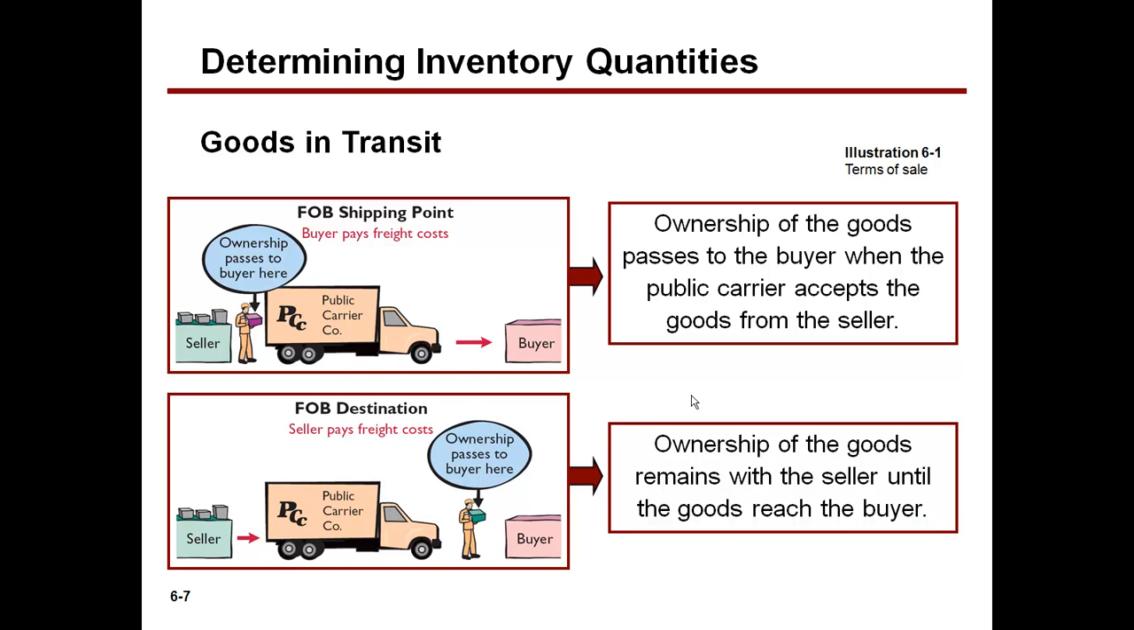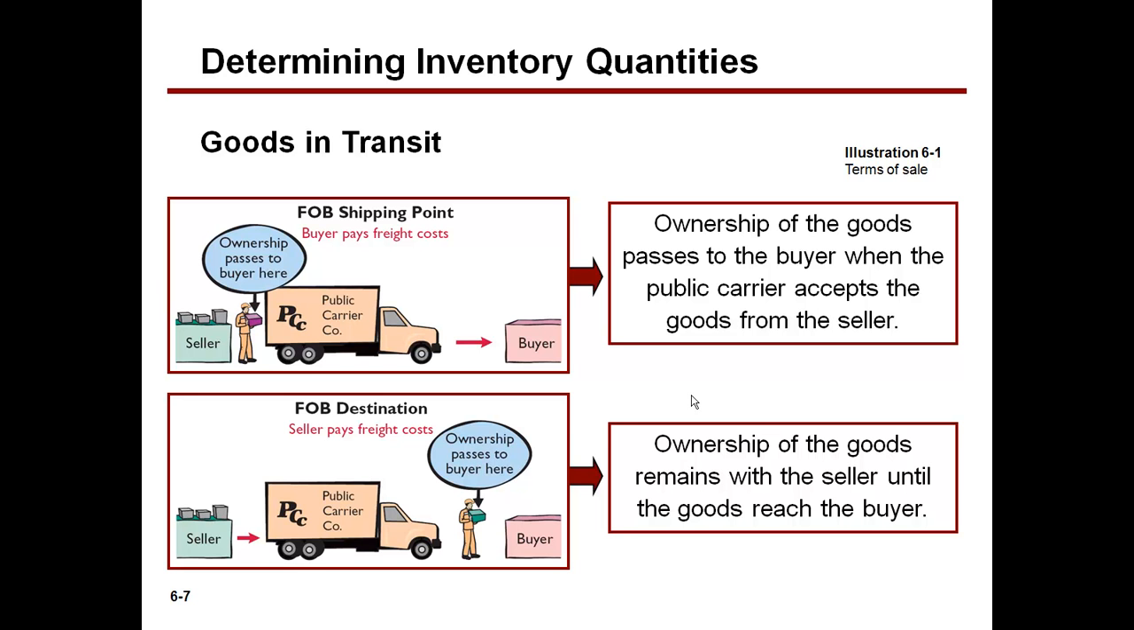In contrast, if the purchase terms are FOB destination, free on board at the destination of the buyer, they remain in the ownership of the seller until they arrive at the buyer's designated point. These are goods in transit that would not be carried by the buyer, but would be carried on the seller's inventory until it reaches the buyer's location. Again, transfer of title is the key as to which set of books carries the inventory at month end.